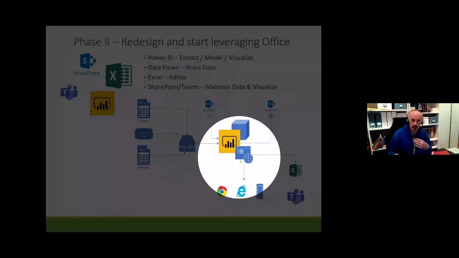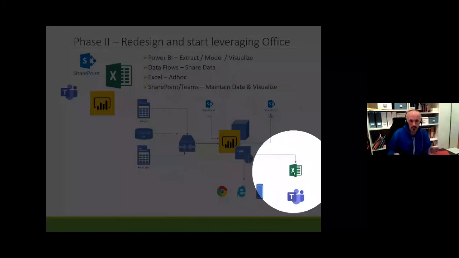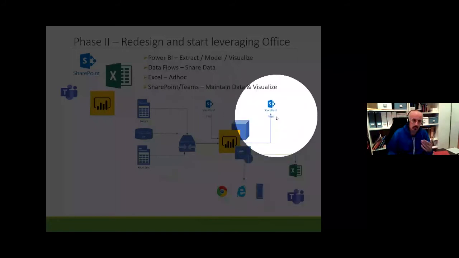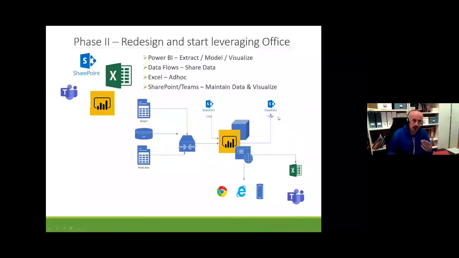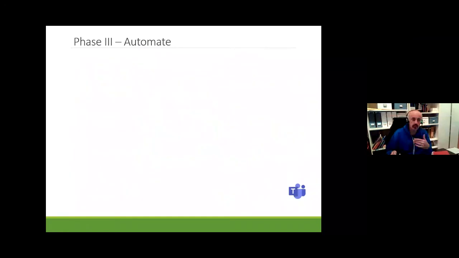Then from the end user's point of view, yes, they can still work with it directly in a browser, but they can also work in Excel, they can also work in Teams, or they can interact with it via SharePoint. So it feels now like the whole thing's a little bit more rounded and part of my organization. So we've had the demo: single data source for multiple models, SharePoint Online maintenance, SharePoint dashboard. So a lot of good things in here along with pivot tables. Let's go on to phase 3.